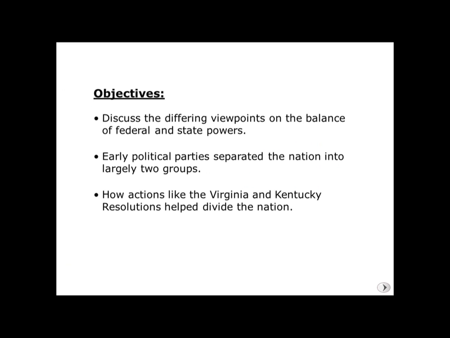All right, first we are going to discuss the differing viewpoints on the balance of federal and state power, early political parties, and early actions like the Virginia and Kentucky resolutions and how they helped divide the nation. From the beginning, Americans were divided over whether to support the new Constitution and a strong national or federal government.